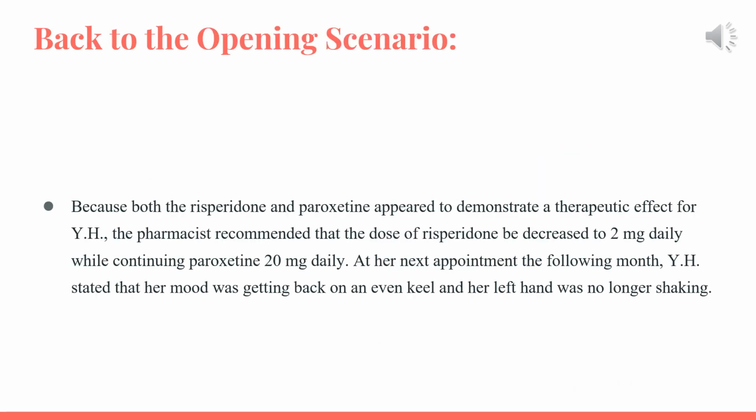To our opening scenario. Because both risperidone and paroxetine appeared to demonstrate a therapeutic effect for YH, the pharmacist recommended that the dose of risperidone be decreased to 2 mg daily, while continuing paroxetine 20 mg daily. At her next appointment the following month, YH stated that her mood was getting back on an even keel, and her left hand was no longer shaking.